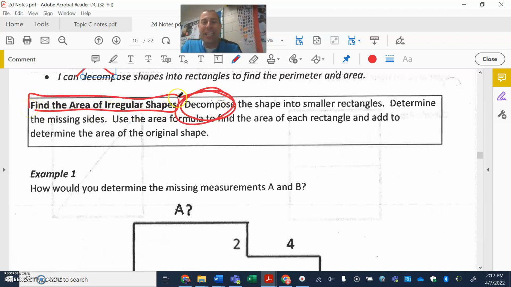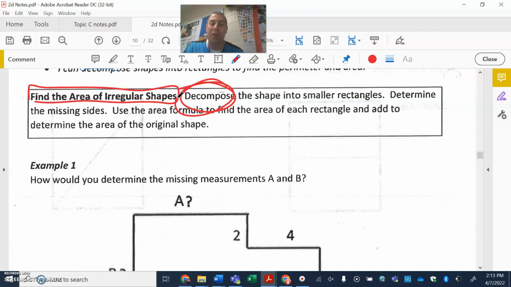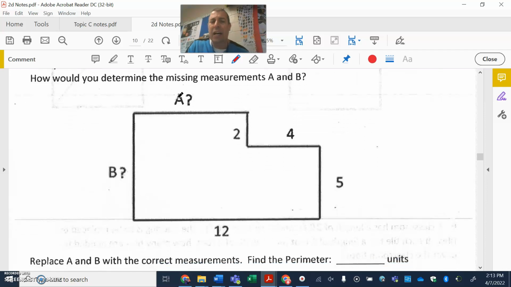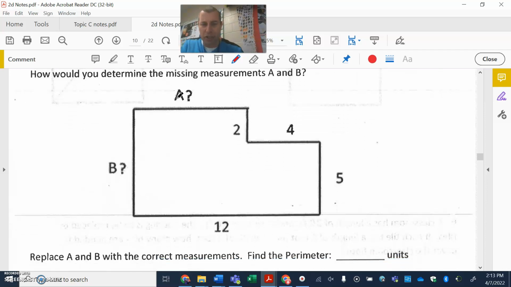You're going to decompose. All that means is you're going to break it up into smaller rectangles. The thing about it, though, is you're going to have to find some of the missing measurements. You can see in this problem that we don't know what this side is. We don't know what this side is.